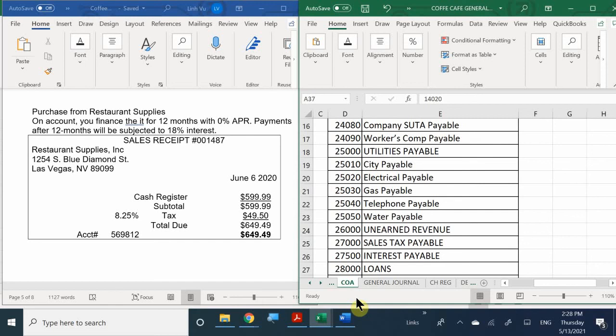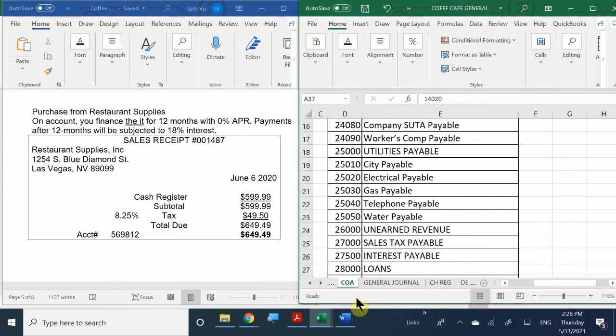Okay? Now, let's take a look at this. Obviously, when you finance something, you get to take it home. So let's take a look here. I bought the cash register. It was $599.99, plus the tax of $49.50. So my whole entire register cost me $649.49. Once again, usually if you place this on an account, when do you receive the bill?